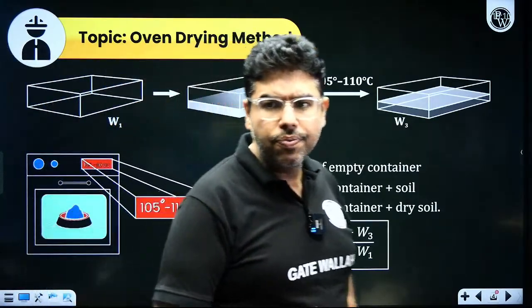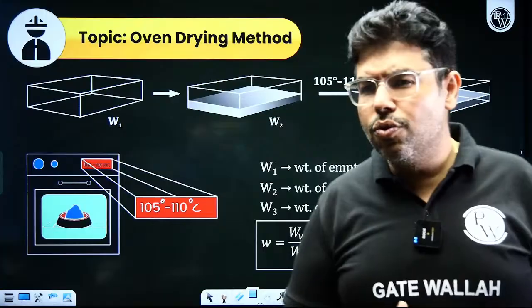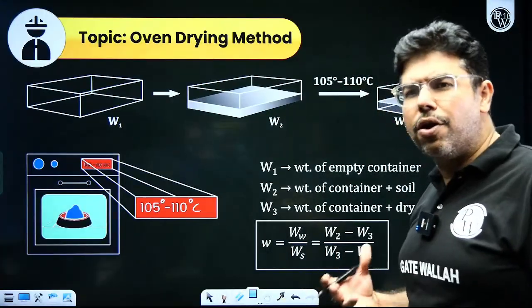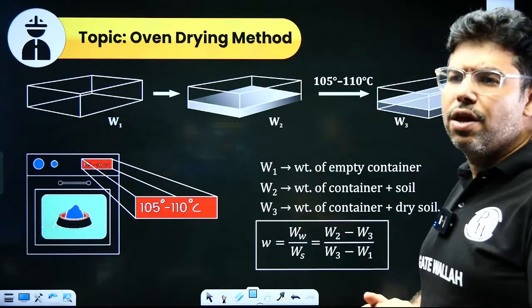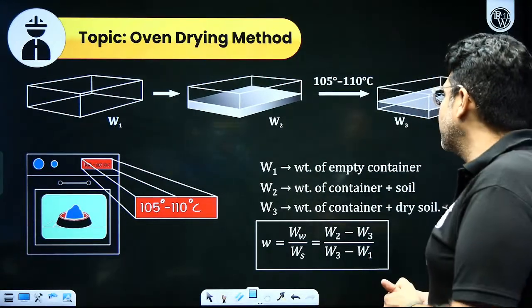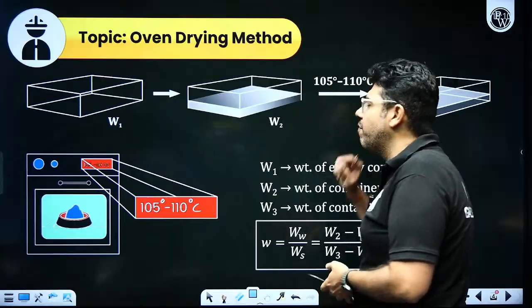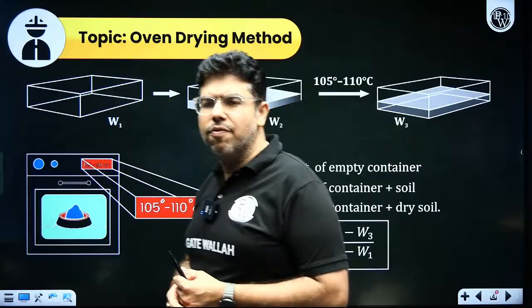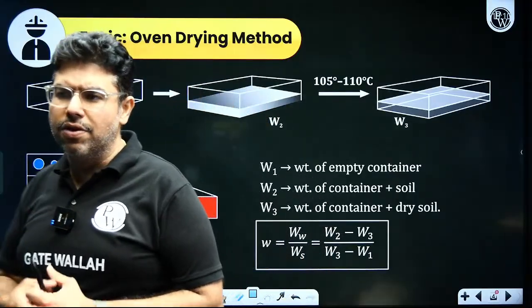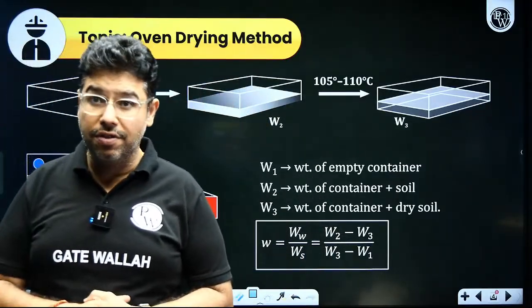So to evaporate or remove all the water, you will have to use an oven, and the temperature will be maintained at 105 to 110 degrees Celsius. Now you will ask me, sir, why is the temperature maintained between 105 to 110 degrees Celsius? Let's see this point as well.